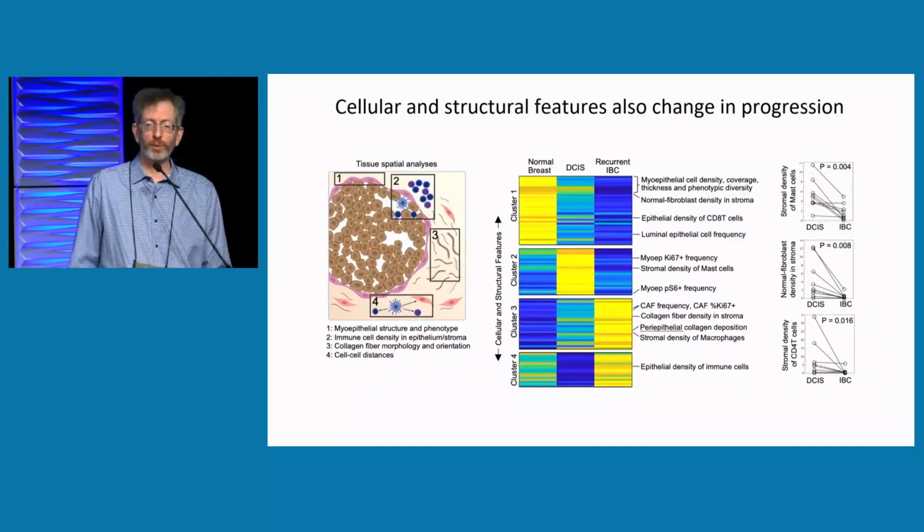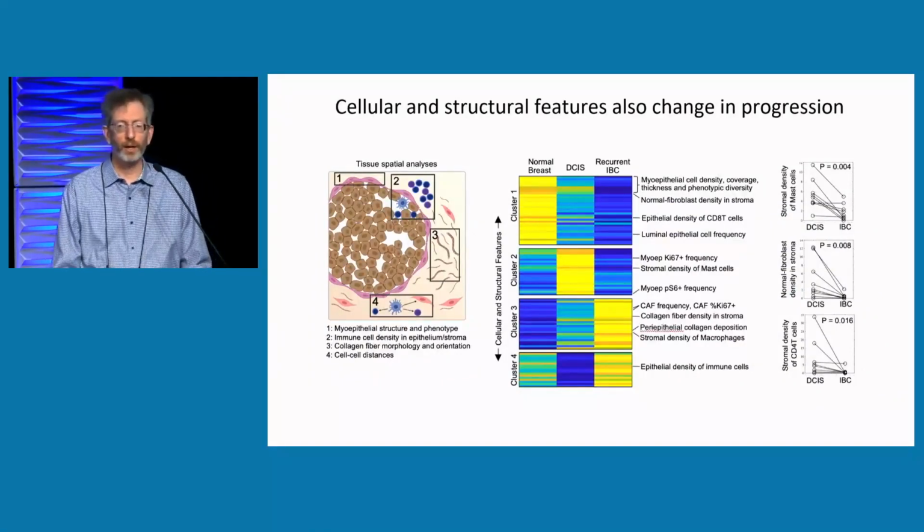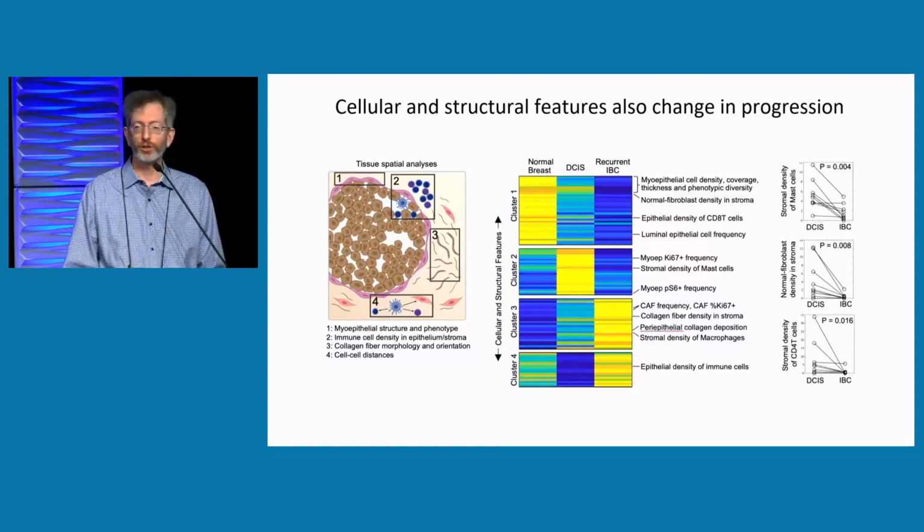The first thing that we did was to identify cellular and structural features associated with a change in progression. That's to say, going from normal breast to DCIS to invasive carcinoma. This heat map in the middle demonstrates a number of important pathways that are either upregulated or downregulated as we make these transitions.